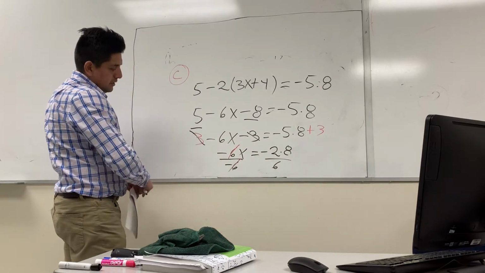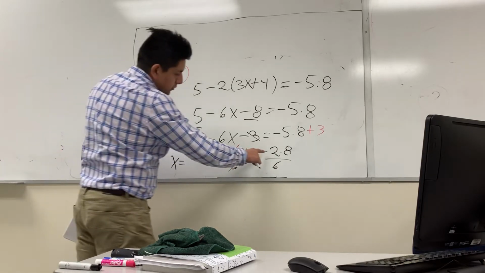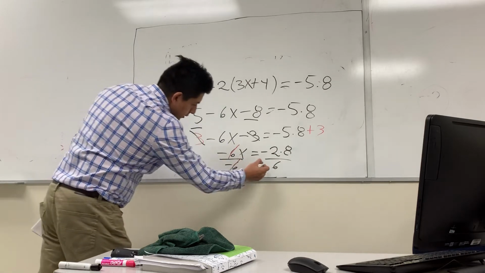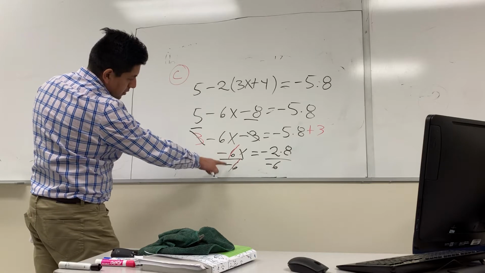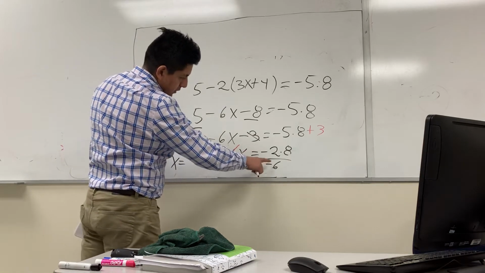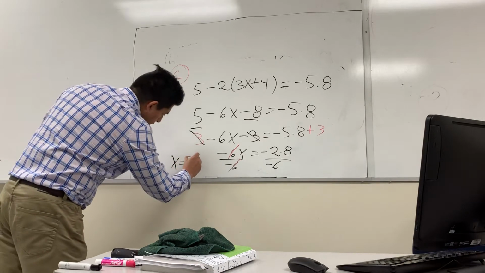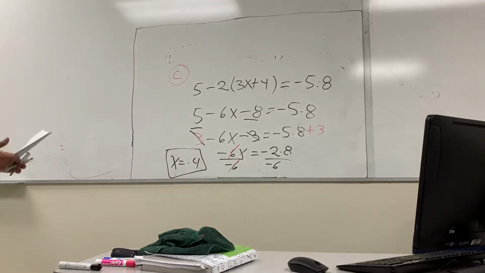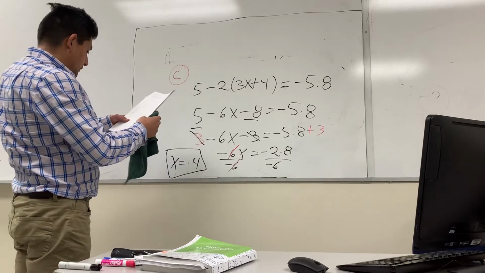And finally, x will be equal to minus, I'm sorry, it will be minus right here as well, because I'm dividing by minus 6 on each side, so that will become positive. So 2.8 divided by 6, it will be 0.4. Positive. Okay, moving on into D.